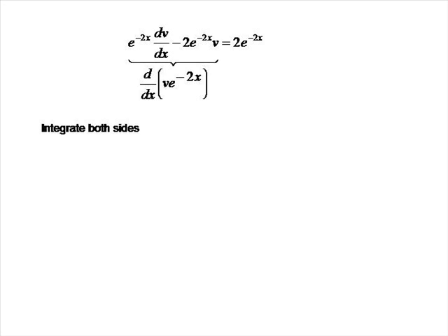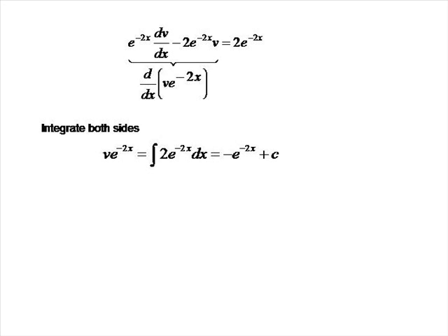Now of course the left hand side is always the same as the derivative of the integrating factor times whatever function is being differentiated in the differential equation. In this case it's v. So the left hand side is the derivative of v times e to the minus 2x. So now if we integrate both sides, we see that v times e to the minus 2x must be the integral of 2 times e to the minus 2x. And the integral of 2e to the minus 2x is minus e to the minus 2x plus a constant c.